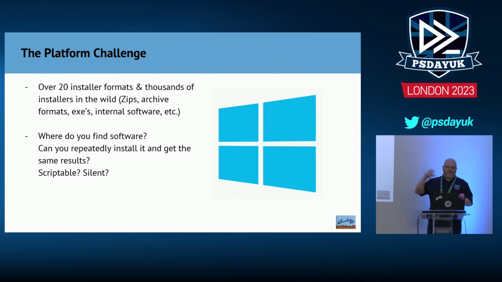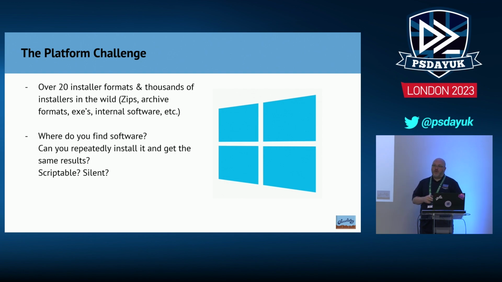Windows, we've got many, many different ways you can install software. There's many different installer formats. We're talking about here, you've got zips, you've got archive formats, you've got exes, you've got internal software, you've got MSIs, you've got Appx, you've got everything there, and you can install them from a number of different places.